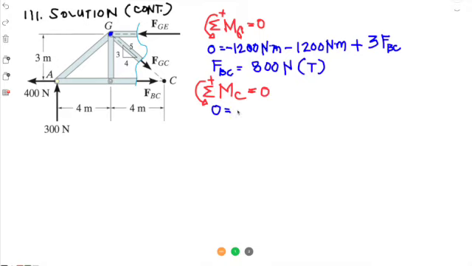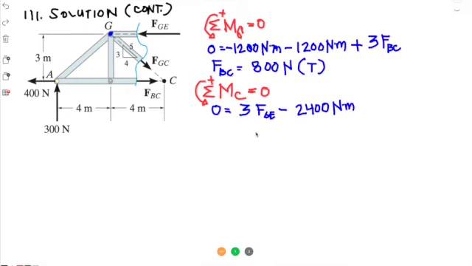What is the moment arm? The moment arm is 3 meters, so that's 3 meters times FGE. That should be equal to 0 if you minus the moment that is produced by the 300 newton force, for which the moment arm is 4 meters plus 4 meters, that's 8 times 300 newtons, that would be 2400. So it looks like FGE would have the same value as FBC, 2400 newton meter.